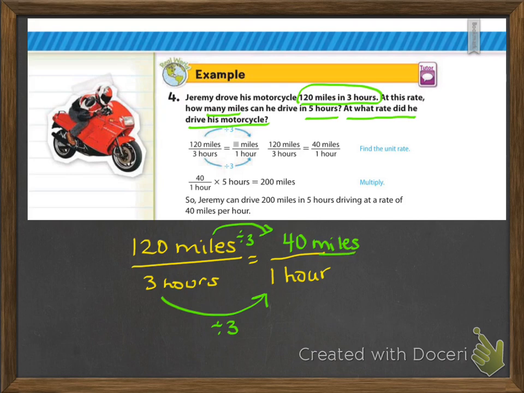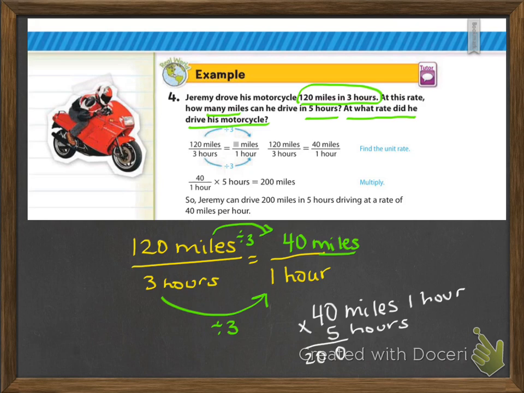Okay, so now we can take that information and we can find out how far he goes in 5 hours. So we'll take our 40 miles in 1 hour and multiply it by 5 hours. 5 times 0 is 0, 5 times 4 is 20. So now we find out that he goes 200 miles in 5 hours.